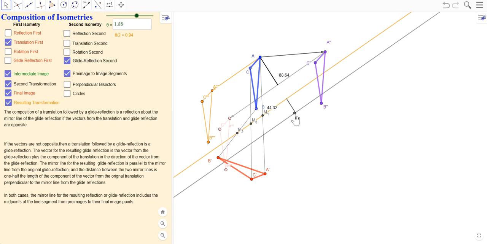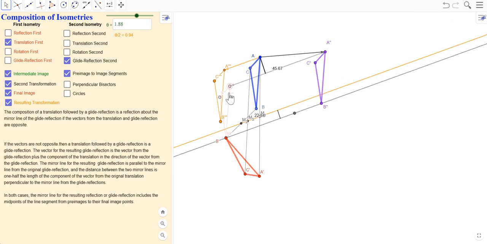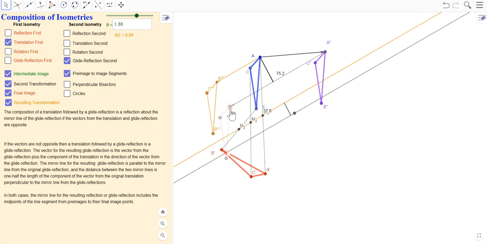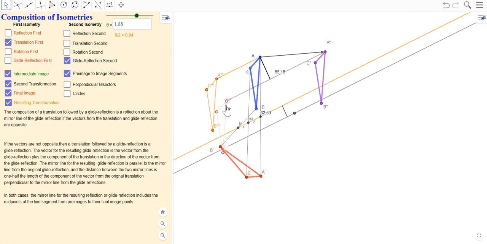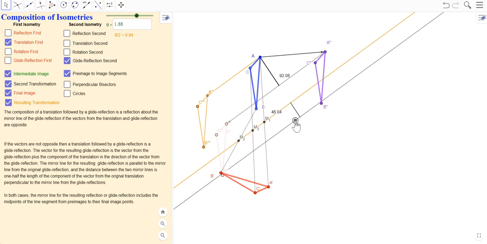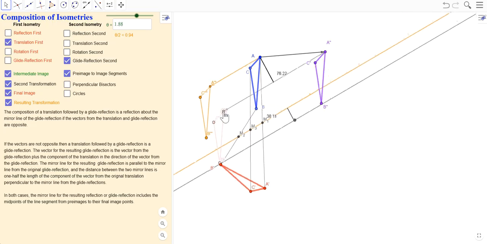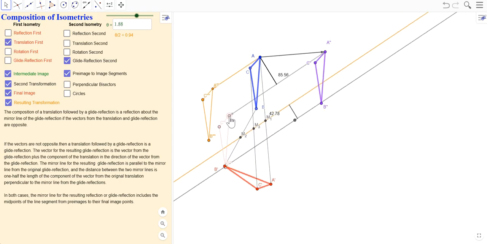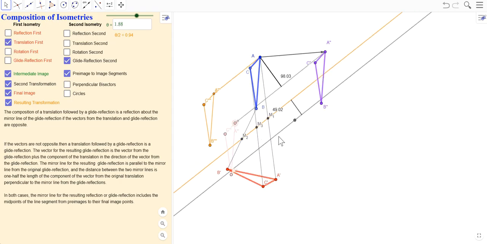Hey, look at that. Notice it is parallel to the original line. Let's see if that holds. Yeah. So as you move this around, the mirror line for the glide reflection is, of course, parallel to the vector for the glide reflection. And then this mirror line is going to be parallel to that mirror line.